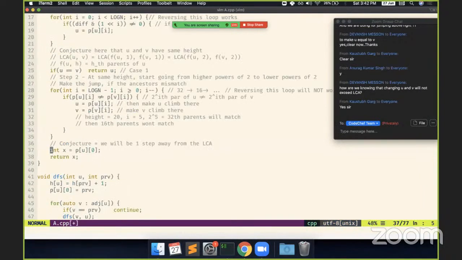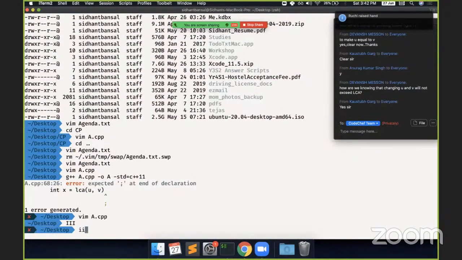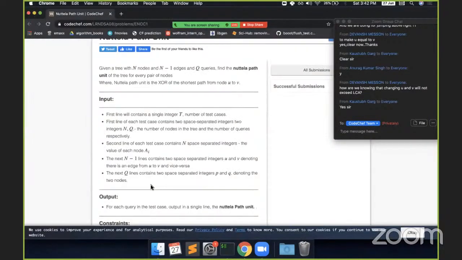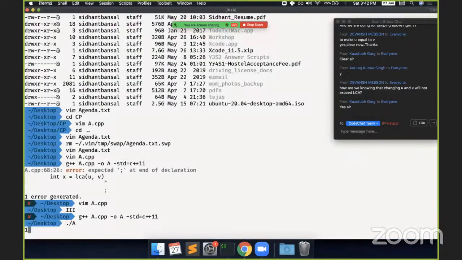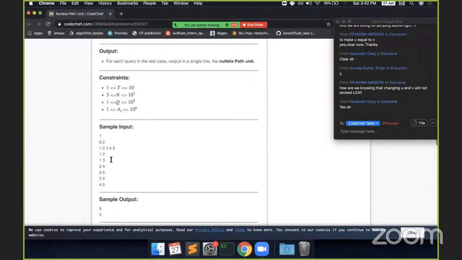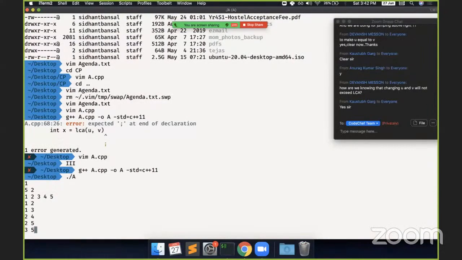Also, let's make this portion simpler. Just say here return this. One question: 5 2, 1 2 3 4 5. Okay, then one has a child 2, one has a child 3, 2 has child 4, 2 has a child 5, 3 has a child 5.